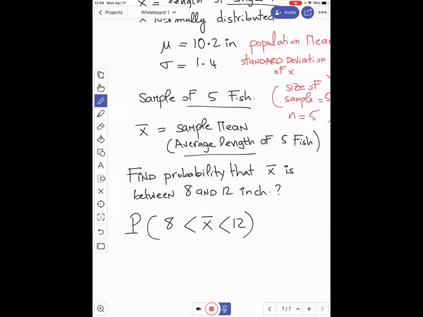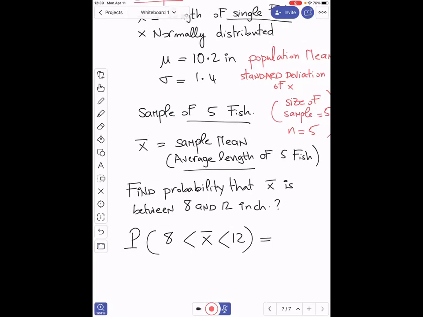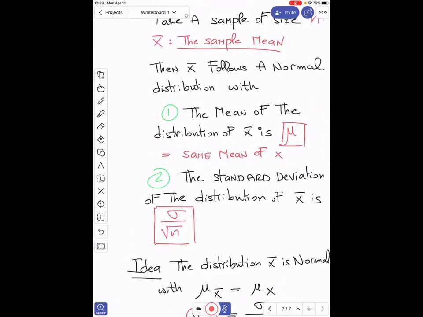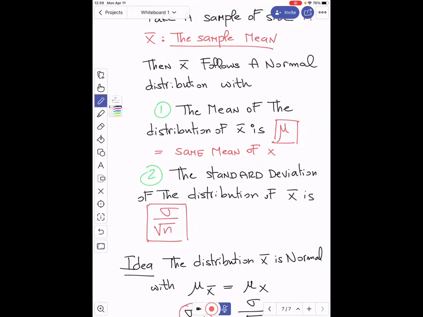So here we're going to use our central limit theorem, because what does it say? It says this x bar, this sample mean, the average length of the 5 fish, actually follows a normal distribution. And you can do the same thing as for x, convert to z, use the chart. But the mean of the distribution of x bar is the same as for x, which is mu, while the standard deviation is different. It's sigma over square root of n.